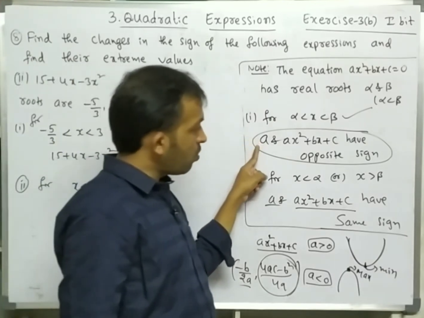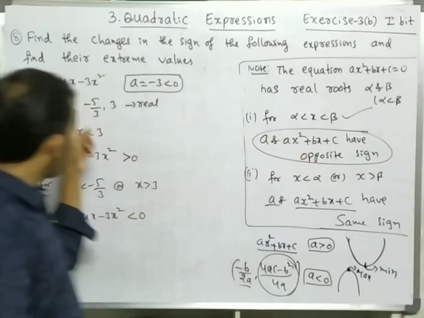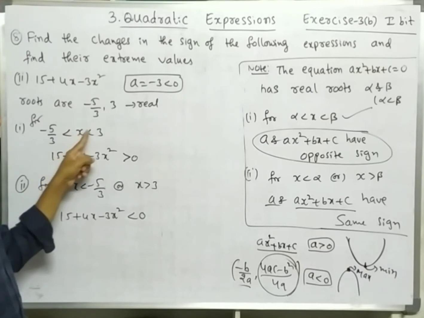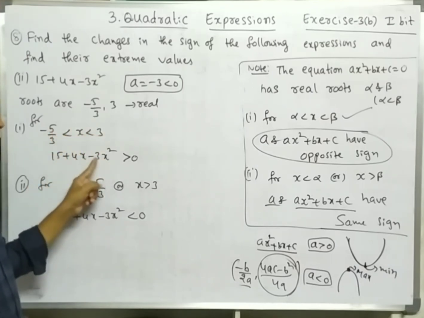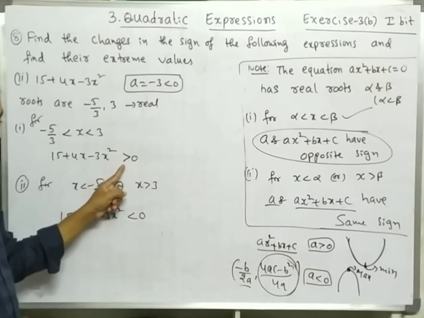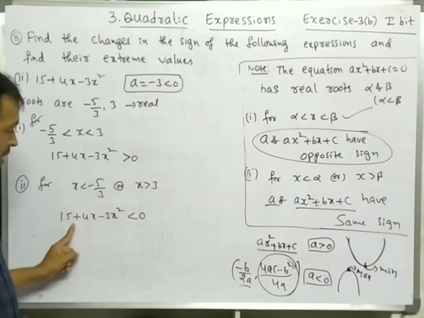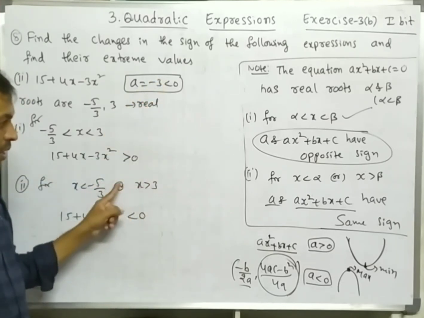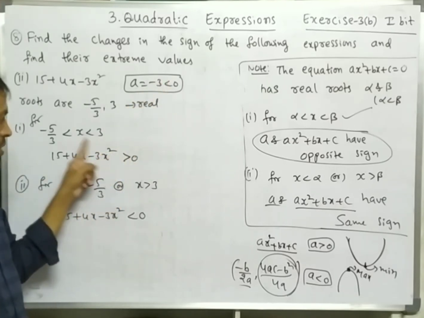A is negative and the roots have opposite sign, that means ax square plus bx plus c is positive, in which case alpha less than x less than beta. Minus 5 by 3 less than x less than 3, in this case the quadratic expression is positive. So if x is less than alpha or x is greater than beta, in this case the quadratic expression is negative. Both are having same sign in this case, and in this case both are having different sign. Here negative, it is positive in this case.